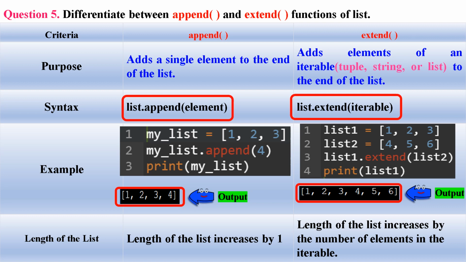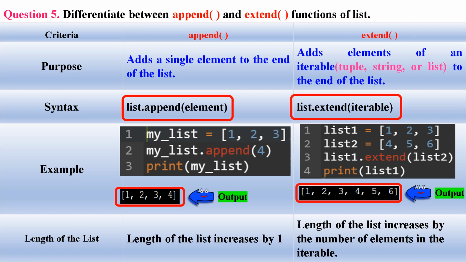Example of append function is, look at the Python code, line 1. my_list equals list containing elements 1, 2, 3. So here, you are creating a list with elements 1, 2, and 3. In line 2, my_list.append of 4. Here, we use the append method to add the element 4 to the end of the list. Finally, in line 3, we print the updated my_list. So the output is list containing elements 1, 2, 3, 4.